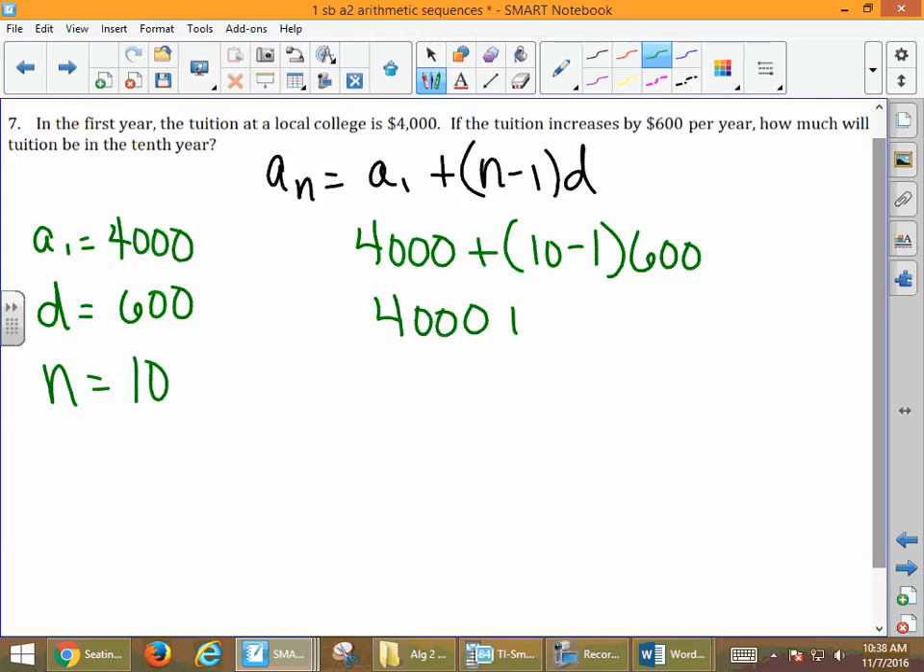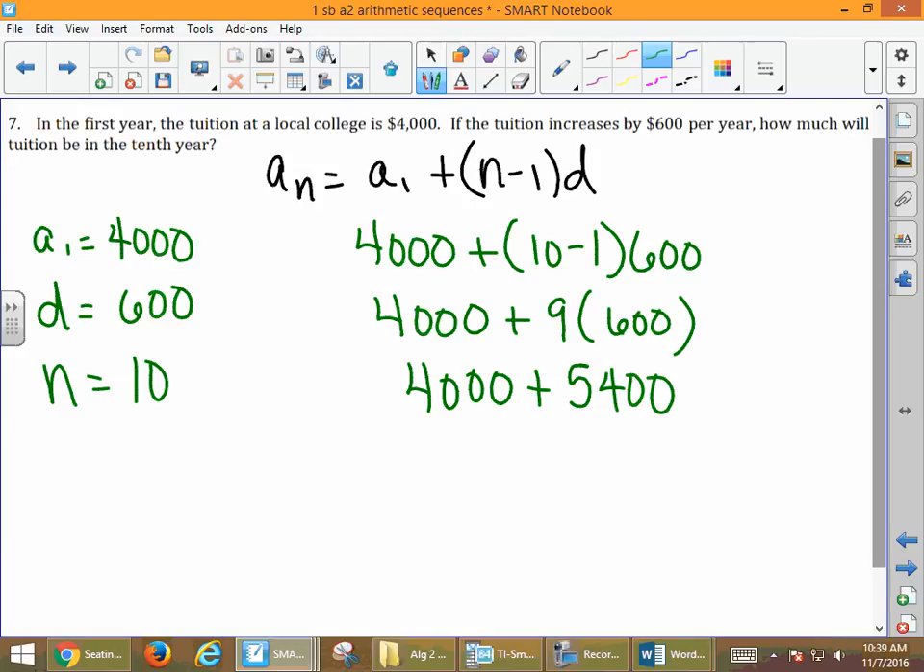4,000 plus 9 times 600. Well, by the way, you could have typed that in your calculator earlier. But 4,000 plus 5,400 is 9,400.